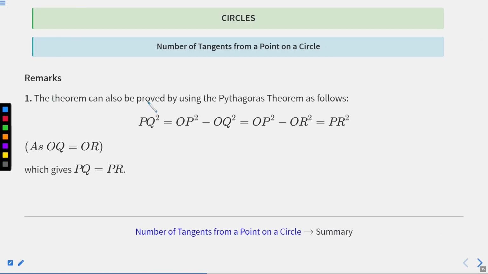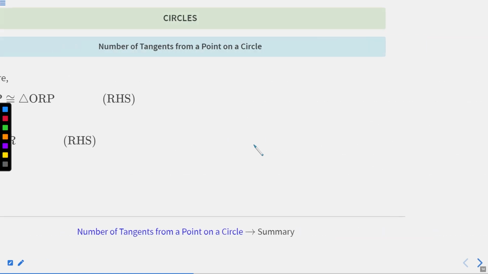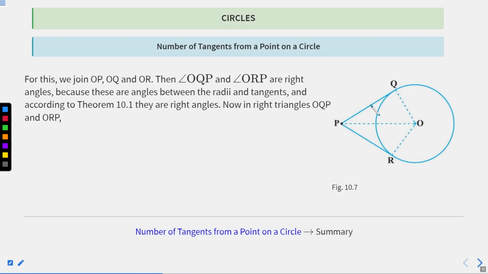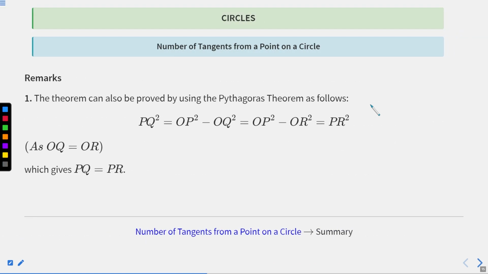And here we will give some remarks. In number 1, the theorem can also be proved by using the Pythagoras theorem, as follows. If we take this triangle OQP, from this triangle you can say PQ square is equal to OP square minus OQ square, and this is equal to OP square minus OR square, and this is equal to PR square. And as OQ is equal to OR, this gives us PQ is equal to PR. So by using Pythagoras theorem, we can easily prove this theorem.